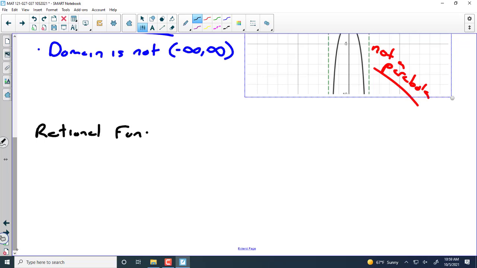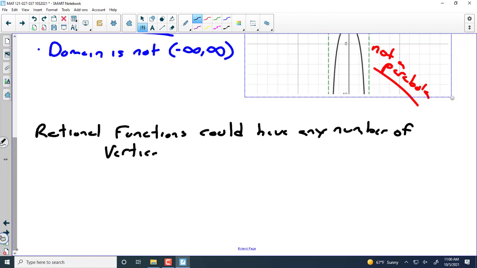Rational functions could have any number of what we call vertical asymptotes. Those dashed vertical lines are called vertical asymptotes, and rational functions could have any number of those. In other words, they could have 0, 1, 2, 3, 4, 5. You could draw a rational function that had 20 of them. We're not going to do that, but you could.